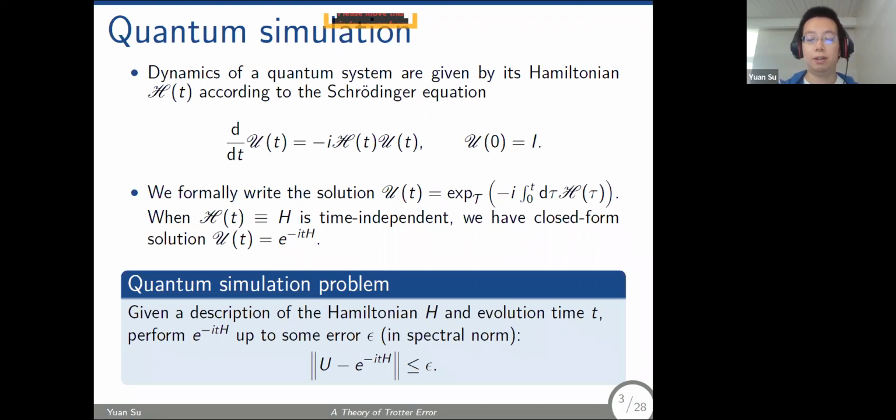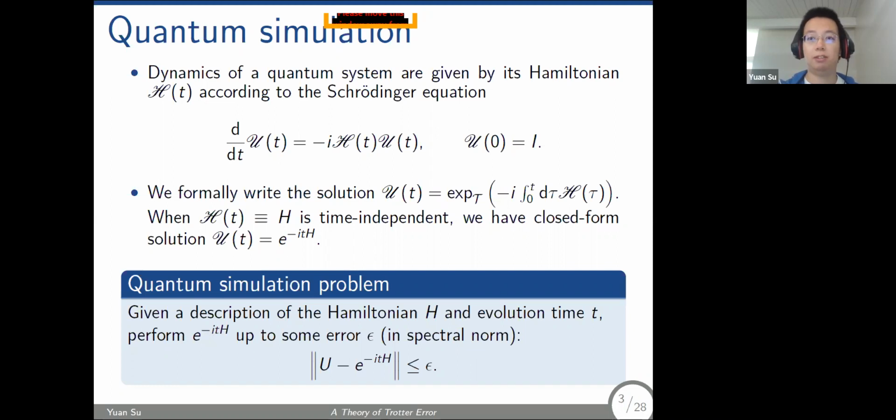In any case, the problem that I would like to consider in this talk is as follows. You have a Hamiltonian, let's say H, and an evolution time, let's say t. The goal is to perform e to the minus iHt up to some accuracy epsilon, maybe quantified by the spectral norm. It seems very straightforward, you just want to exponentiate a matrix, but it's actually quite difficult for a classical computer due to the growth of dimensionality.